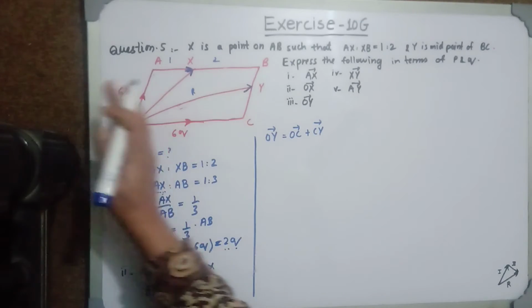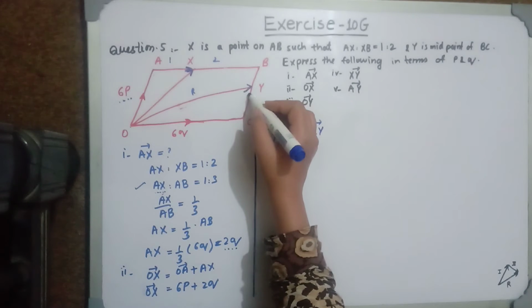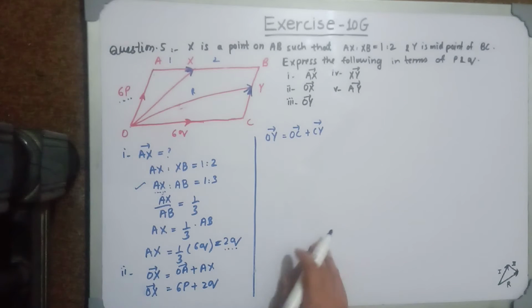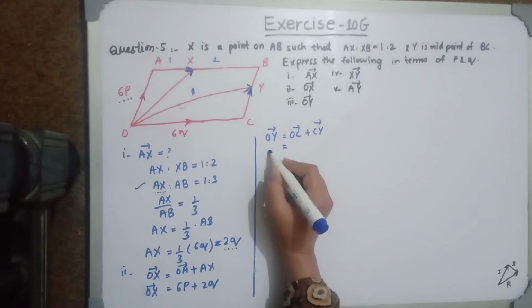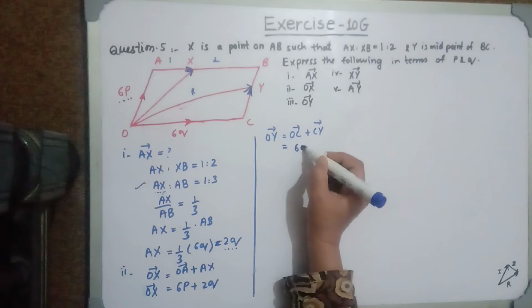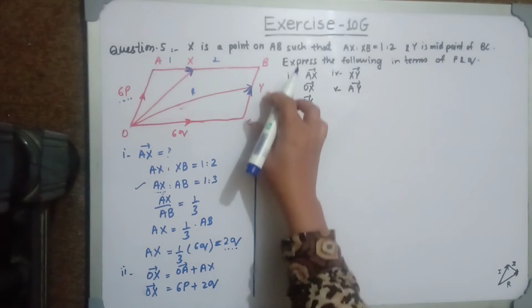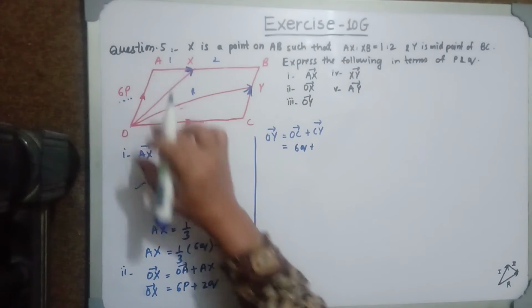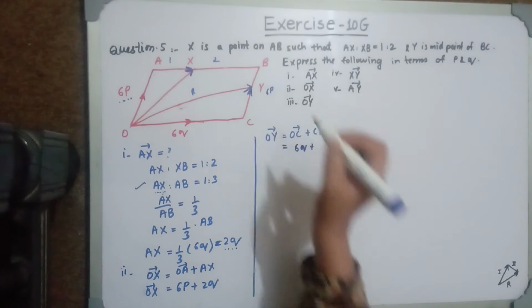Okay, and as these sides are equal and parallel, it means that the side YC is also upward. It's starting from C and moving towards Y. So now I'm going to substitute the values here. OC is 6Q plus CY. Now we don't know the value of CY, but we know that BC is equal to OA. It means that BC is also equal to 6P, right?